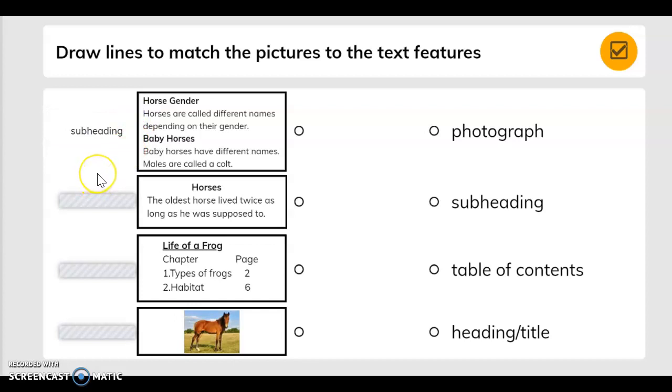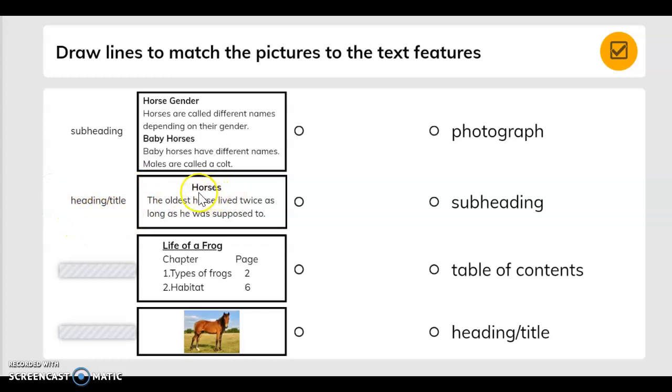Subheadings. This is an example of subheadings. Here we have horse gender, and here we have baby horses. So see, it's talking about something here that's totally different about horses down here. Here it's talking about the gender of the horse, and here it's talking about baby horses. So whenever we're talking about something different, we might just want to put another subheading because we're talking about something totally different, but still pertaining to the same topic, okay?